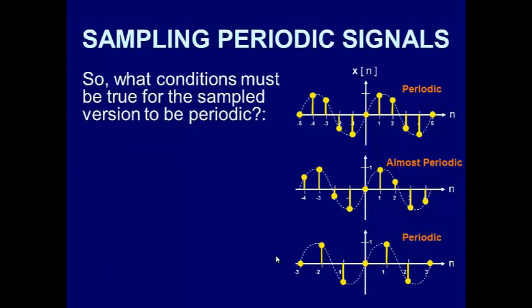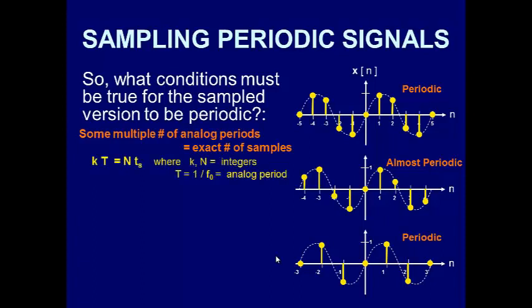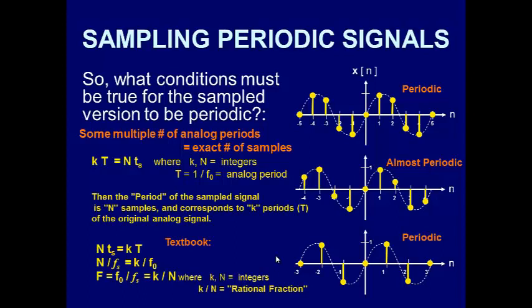Okay. How do you make sure you get a periodic version? Well, he was onto it. We're going to compare, can we get an integer number of periods out of an integer number of samples? So we want some integer multiple of our analog periods. Analog period capital T, let's let k be some integer value. That's got to be exactly some number of samples. Well, in time, t sub s is my sample time, and I multiply that by the period N. So these have to be equivalent. If that's true, then the period of the sampled signal is capital N, and that'll relate to k periods of the original waveform.